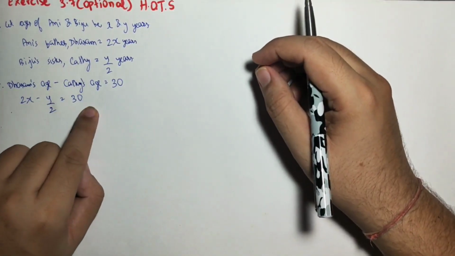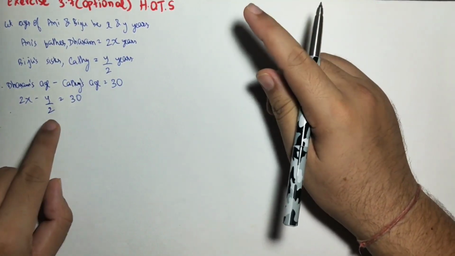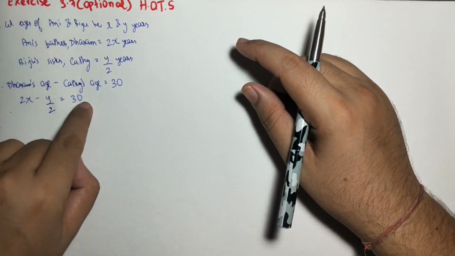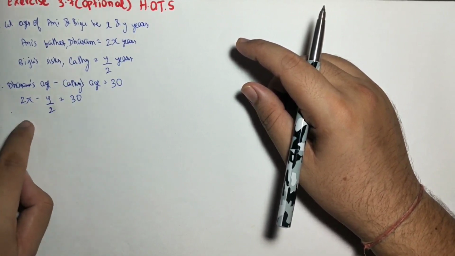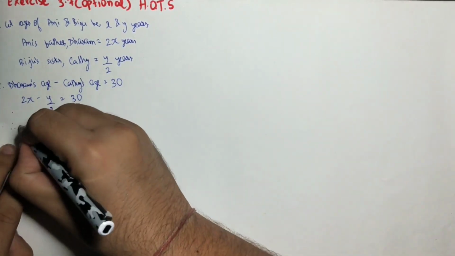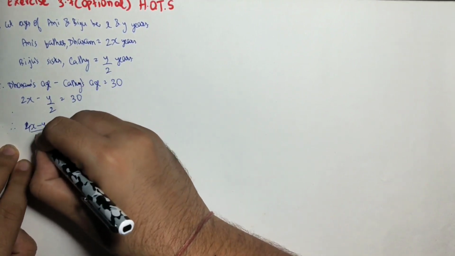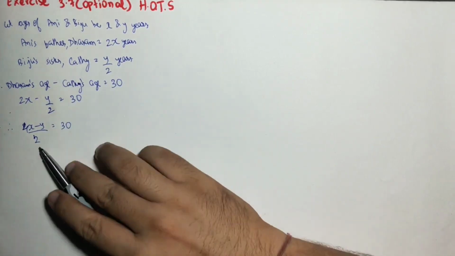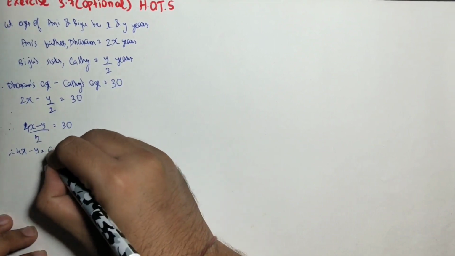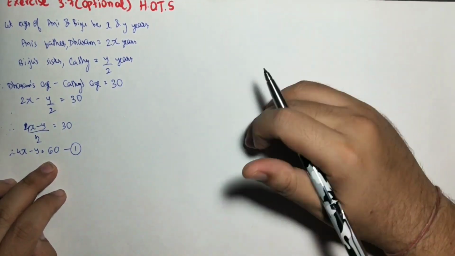Don't take 2 directly to the right hand side as they are getting divided. You cannot do that. First you have to take LCM over here, then only this 2 can be transferred. This denominator 2 can only be transferred when 2 is the common denominator of the left hand side. But here 2 is only the denominator of one term, not the second term. So if I take LCM, this will become (4x minus y) upon 2 equals 30. Now you can take 2 on that side. So it will become 4x minus y equals 60. This is your first equation.